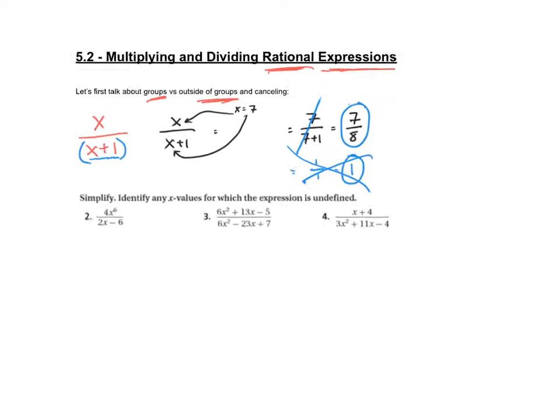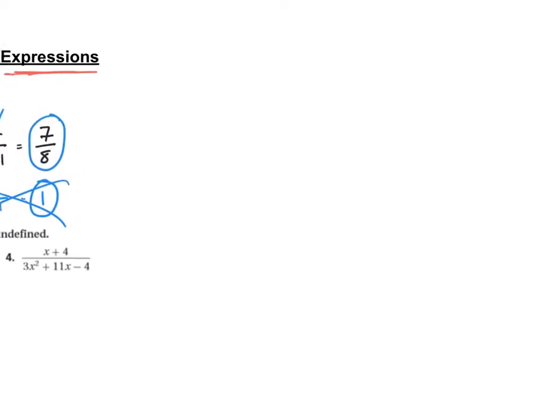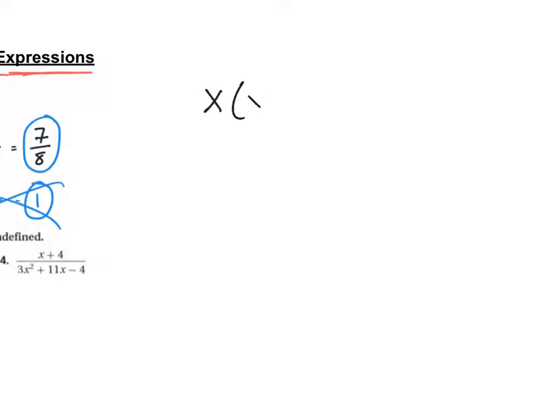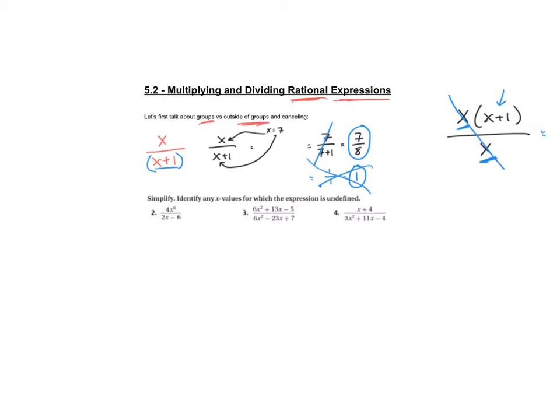Wrong, right? So that's what we've got to remember, that things are considered groups and things are considered outside of groups. So let me even give you this. If I had x times x plus 1, and then I had on the bottom x. Now, this x doesn't have anything grouped with it, and this x is outside of this group. Therefore, these x's can now cancel and leave me with x plus 1 over 1, the group x plus 1. I want you to think about groups and outside of groups and how those work. Combine that with what we know about factoring, combine it with what we know about exponents, and we have ourselves a pretty potent rational expression.